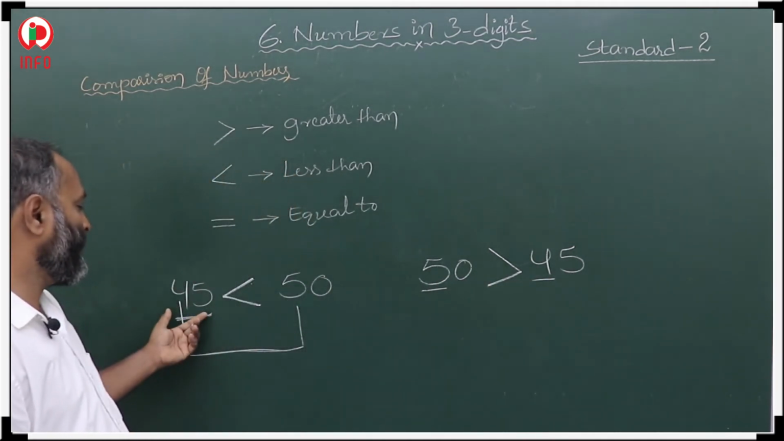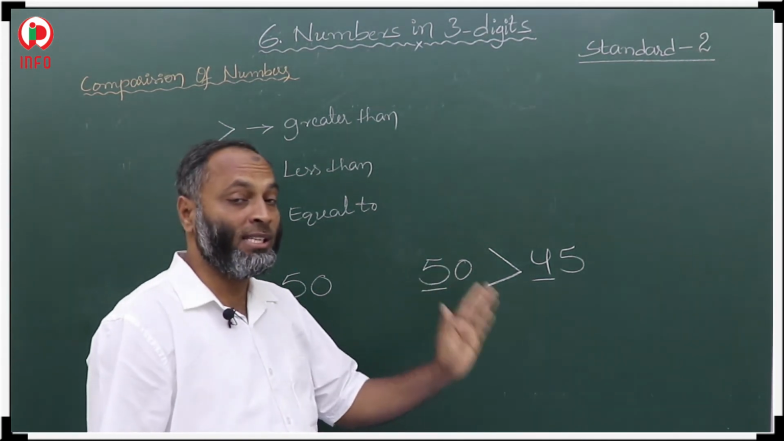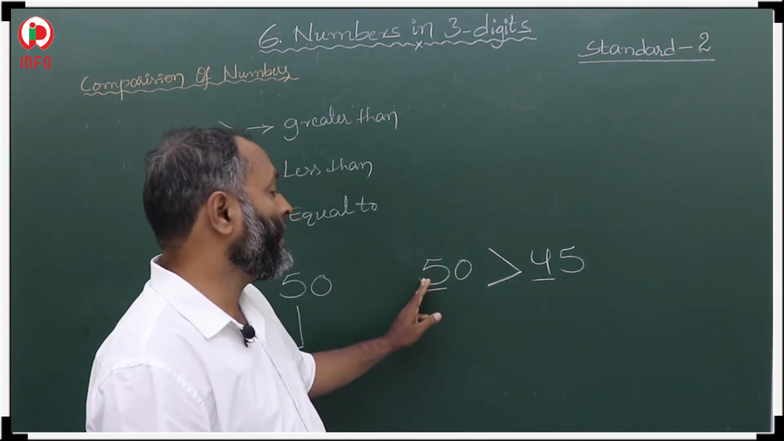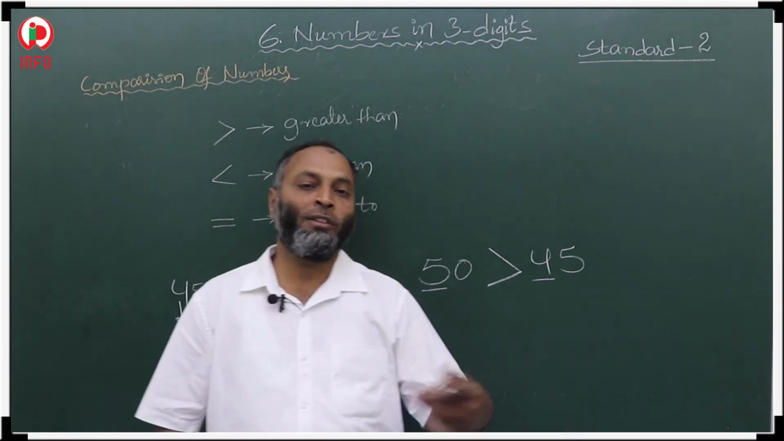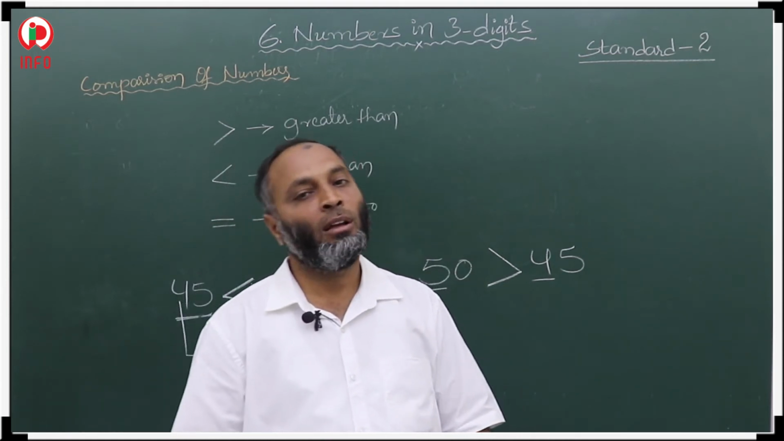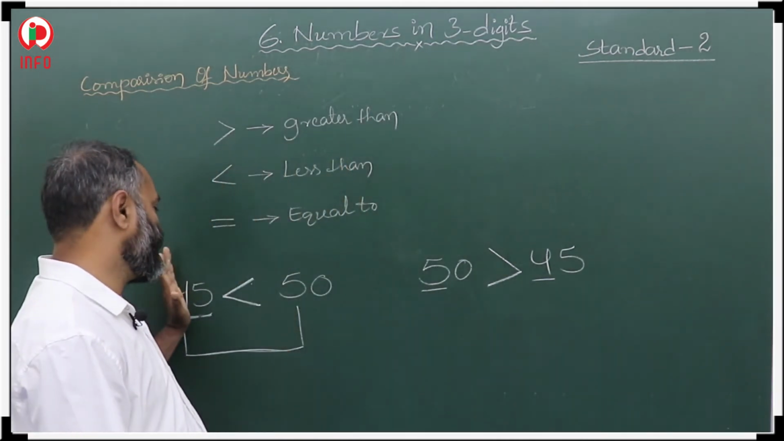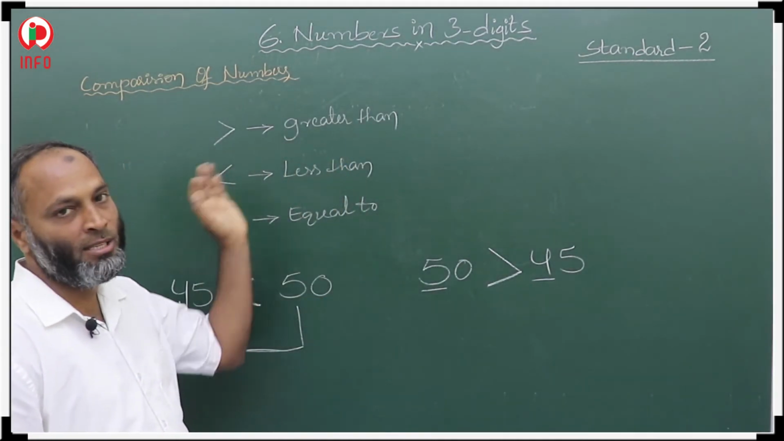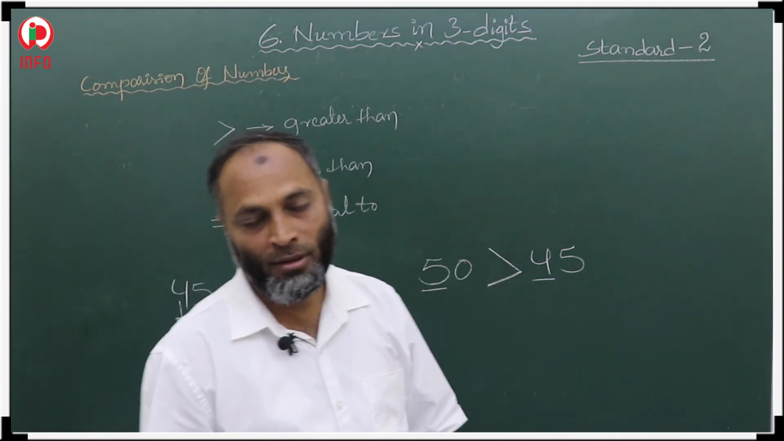Here if 45 is given first, then how to compare? 45 is less than 50. 50 is greater than 45. The meaning is the same only. If 45 is less than 50 or 50 is greater than 45, the meaning is the same. So we have to compare the first with the second. On that basis, use your symbol greater than, less than, or equal to. Okay.